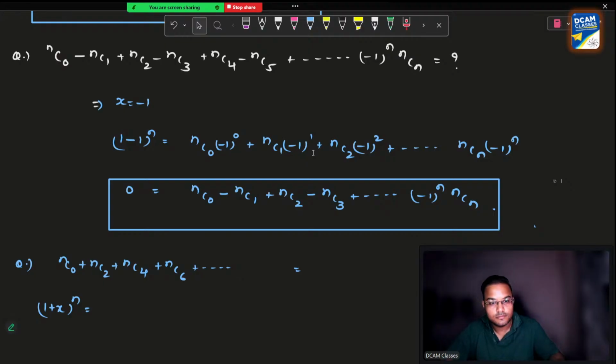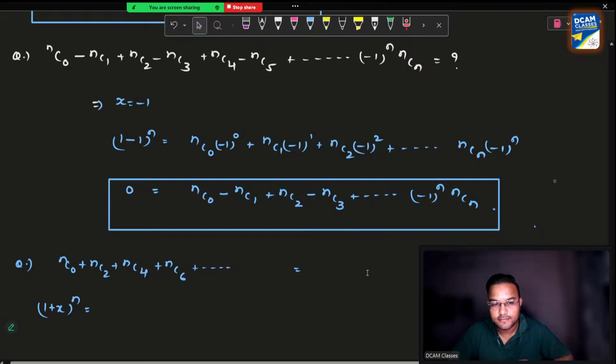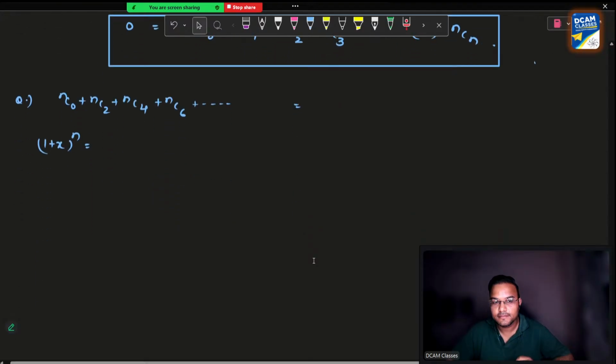Yeah, I got it till NC0 plus NC2 plus NC4. So I'm not able to find the value. Why? No, I got it as 1 plus x whole to the power n plus 1 minus x whole to the power n.